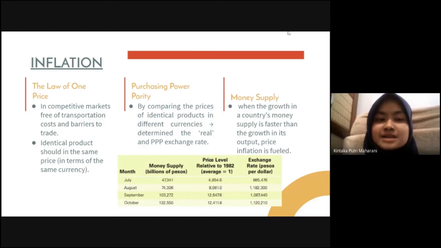And then the third one is money supply. In a sense, triple P theory predicts that a change in relative prices will result in a change in the exchange rate. Theoretically, a country in which price inflation is running wild should expect to see its currency depreciate against that of a country in which inflation rates are lower. If we can predict what a country's future inflation rate is likely to be, we can also predict how the value of its currency relative to other currencies, or its exchange rate, is likely to change.